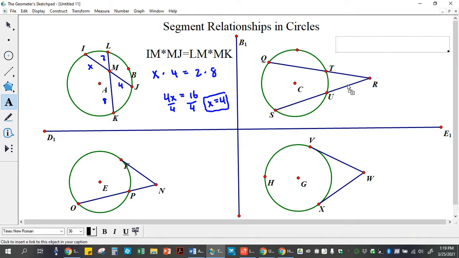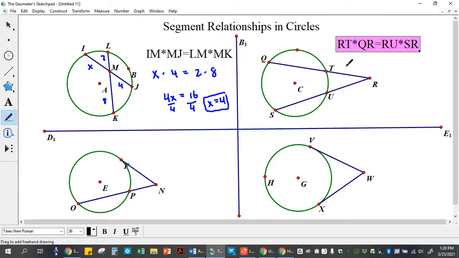Now, here's how I have it memorized in my head. There's a part of each secant that is outside of the circle. If we take the outside portion of one secant, and we multiply times the entire secant, the entire measure from Q all the way to R, that has to equal the same situation from the other secant. The outside portion, RU, times the entire secant from S to R. That's our formula. But let me show you how this can cause some trouble.